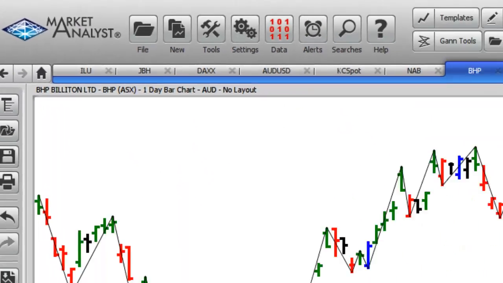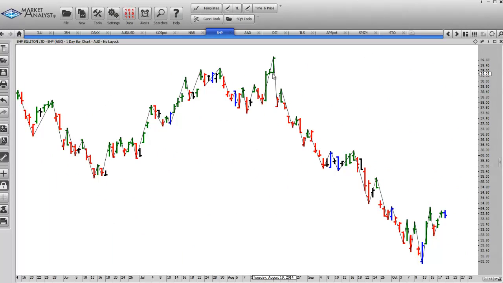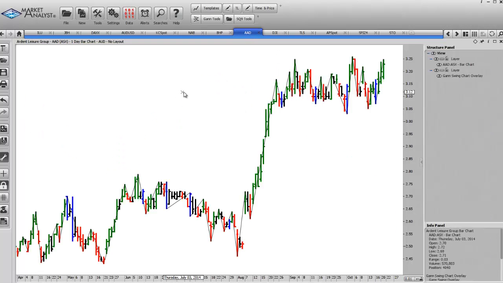BHP, we can see a major peak on the daily chart, August 19. The market then produced 1, 2, 3 lower top, lower bottom swings. We'd get short in BHP here at about 36.85. Stop loss here at about 37.85. And you can see the market fell all the way down to $32. Fabulous indication through here. Ardent Leisure is another group that's on the Australian Stock Exchange.